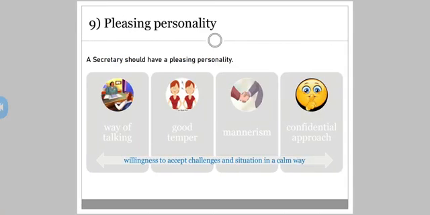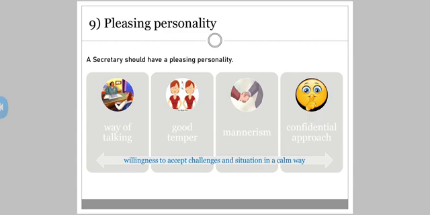Coming to the ninth one, pleasing personality. A secretary should have a pleasing personality. It is said everywhere, pleasing personality. What is this? The way you talk to others. The most important point in a pleasing personality is the way of talking. How are you talking to the other employees, the subordinates, or whosoever is coming in contact? Your way of talking will show what personality you possess.